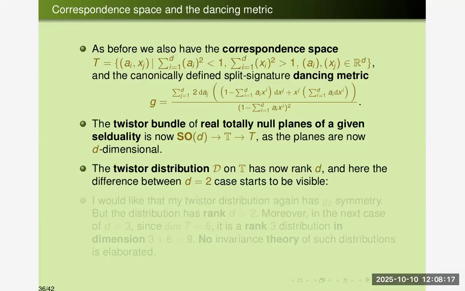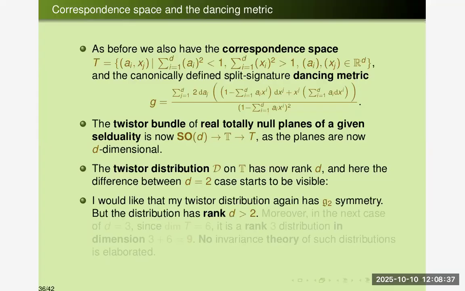And here the difference between D equal 2 and D equal 3 starts to play, and you see that it's tricky what's going on now. Because I would like to have that this distribution has G2 symmetry, but it doesn't. It doesn't, but it has something better. It has something actually more weird.